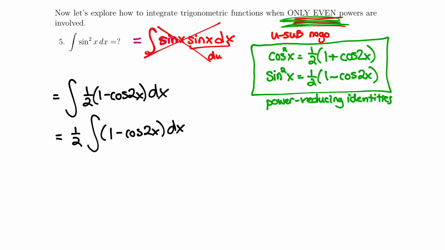What's the antiderivative of 1? Can we just do that? Yeah, and how about the antiderivative of cos 2x? Can we just do that? Okay, help me out here. So what do we got? 1/2 times.